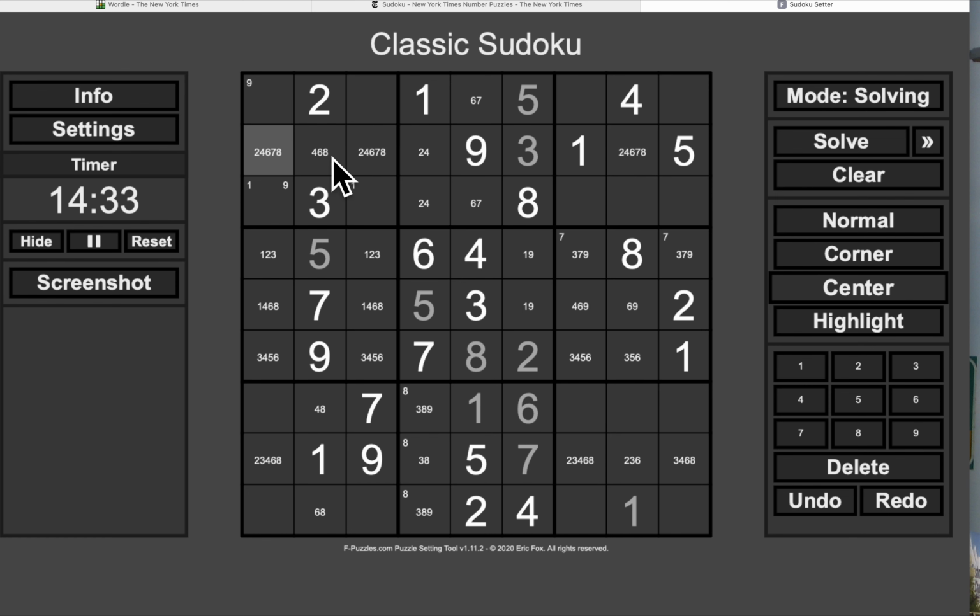Now, these can't be 2 because of what's in the box. That has nothing else pointing into it yet. This is not 7. It's not 4 or 8, but it could very much still be 2, 6, or 7.